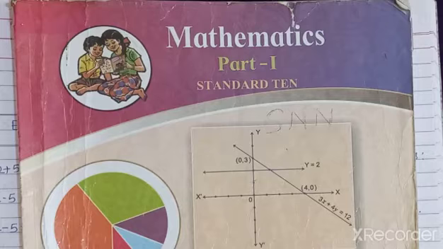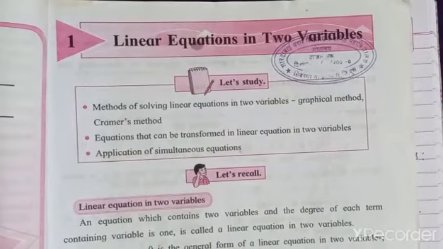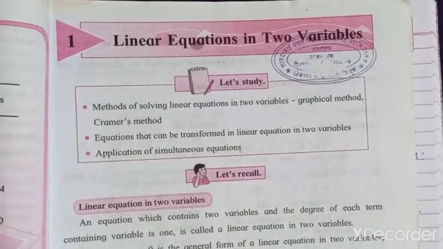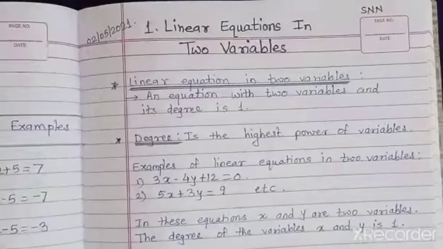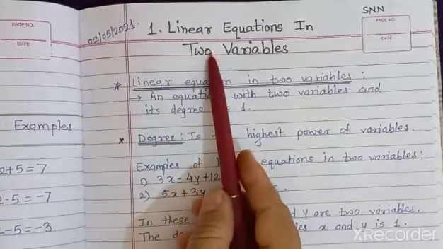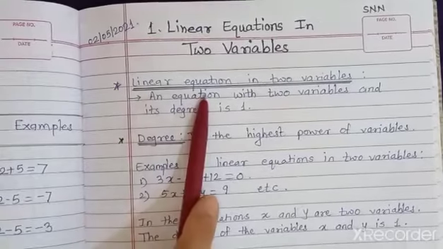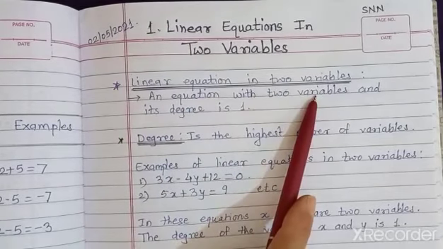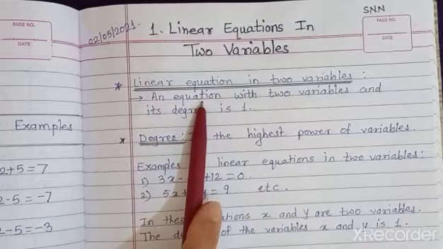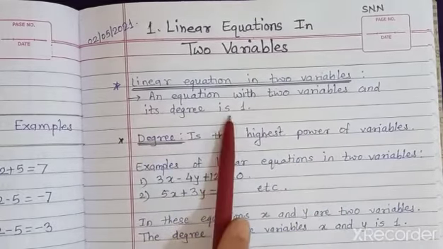Today we are going to study Mathematics Part 1. In that, chapter number 1, linear equations in two variables. Now let's start. Chapter number 1, linear equations in two variables. So what is meant by a linear equation in two variables? It is an equation with two variables and its degree is 1.